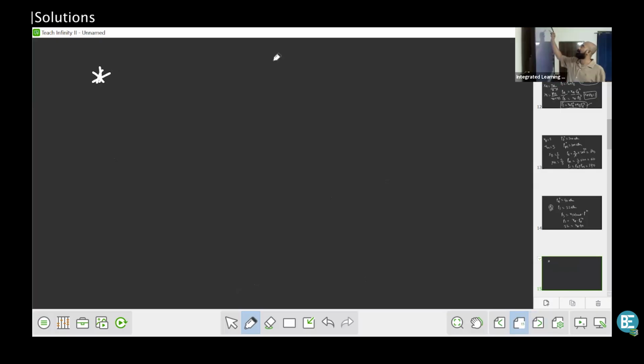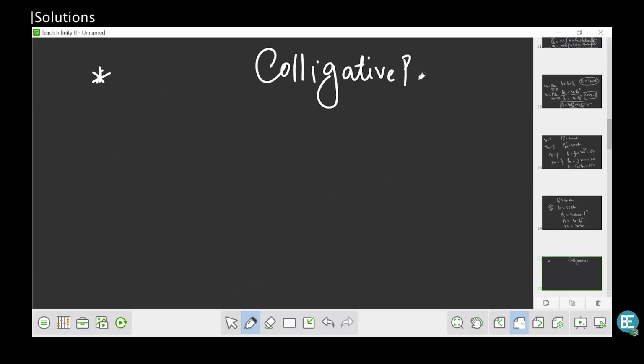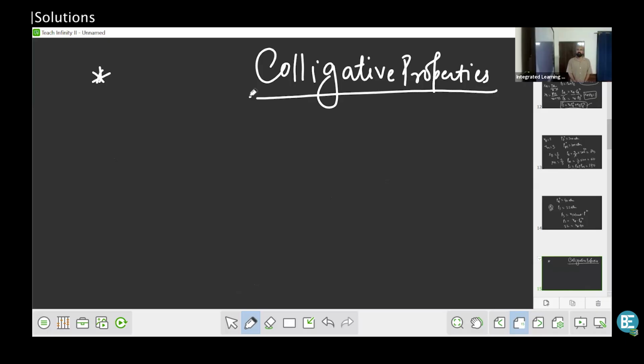Okay, now we are coming to the easiest part, colligative properties. Now what are colligative properties? Colligative properties are those which depend on number of particles rather than nature of particles. I'll explain what I mean by that.